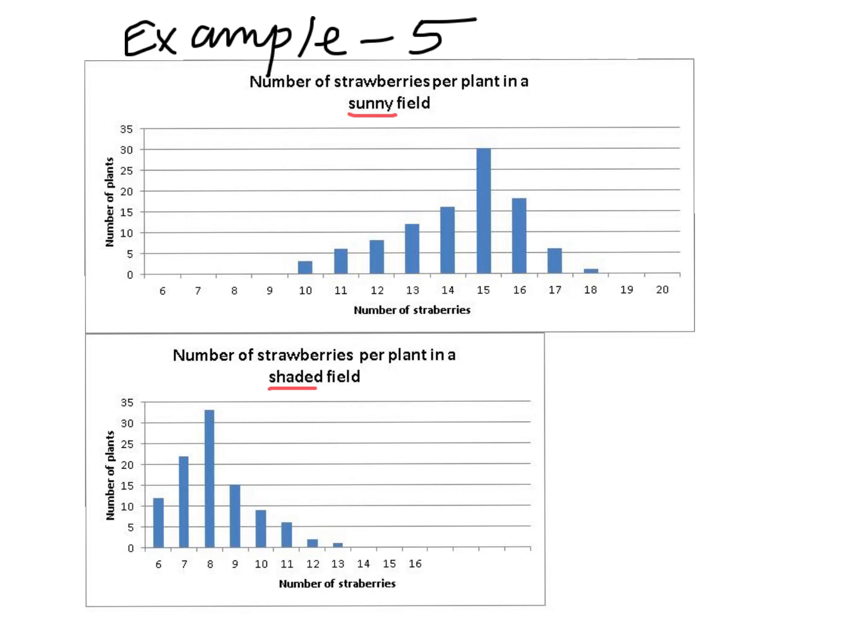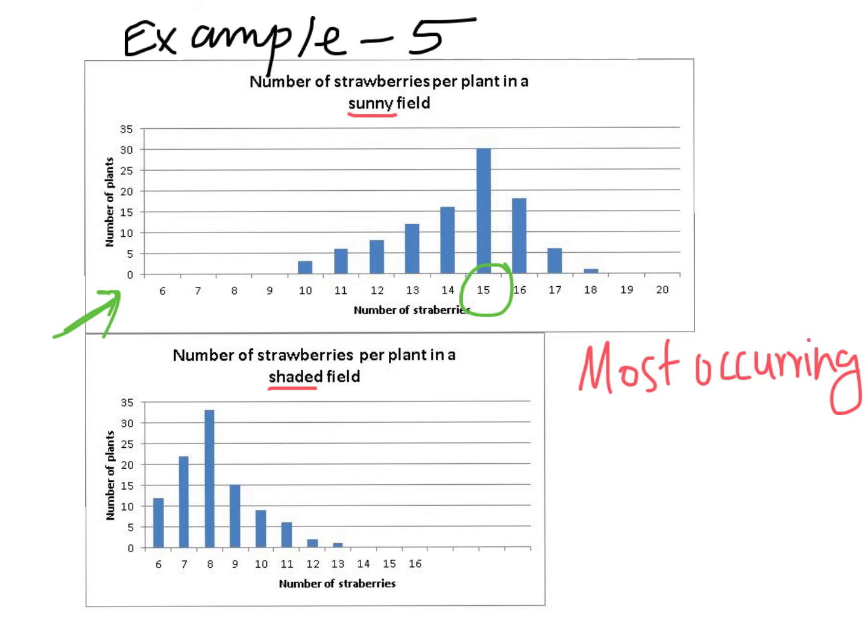The other type of question that you may get is what is the mode of the number of strawberries in the sunny field? Okay, mode, as you know, is the most occurring number. So in the case of the sunny field, the mode would be 15. As you can see, there are 30 plants with that number. So the most often repeated number or value is your mode. So 15 would be the mode for the strawberry plants in the sunny field. So what that means is, most of the time you will find 15 strawberries in the strawberry plants that are in that sunny field.